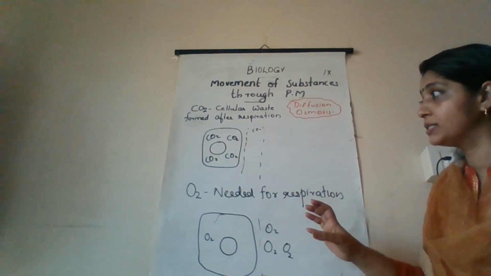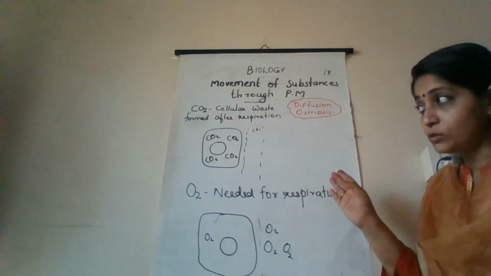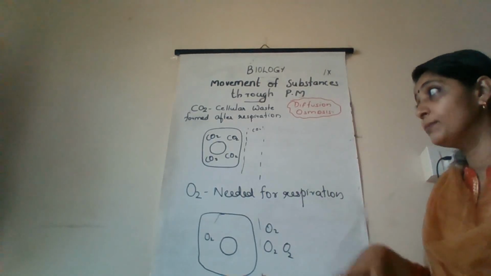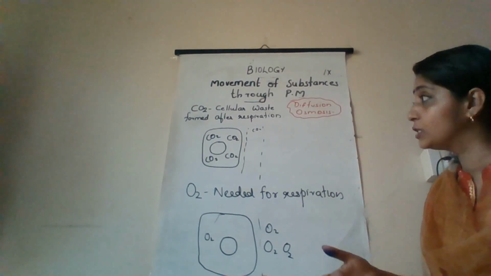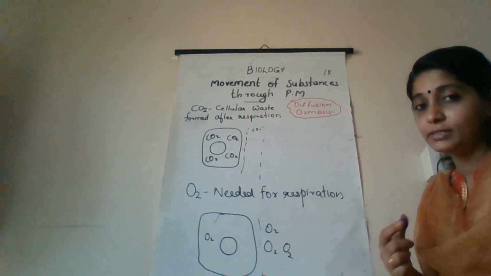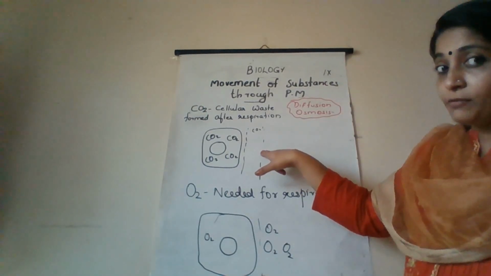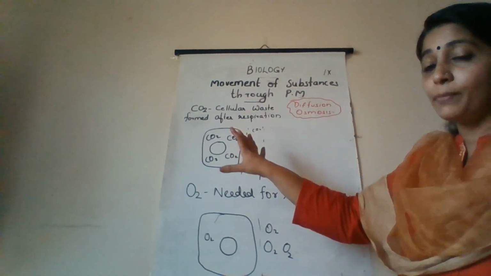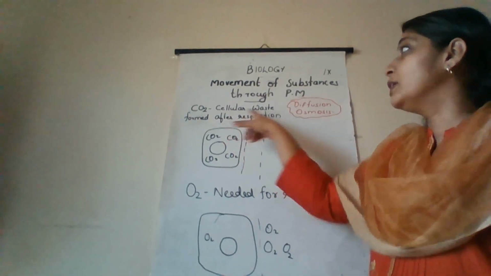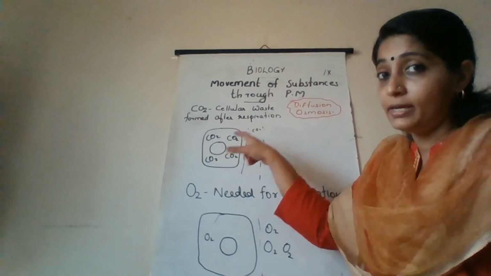Cellular respiration is actually the breaking down of glucose molecules with the help of oxygen to release energy, and the byproduct is a waste product which is formed after the respiration process, which we will be studying in detail in higher grades, in 10th grade. So after respiration, which is the waste product formed? Carbon dioxide, and this carbon dioxide is formed within the cell. So the cellular waste is carbon dioxide that is formed after respiration inside the cell.